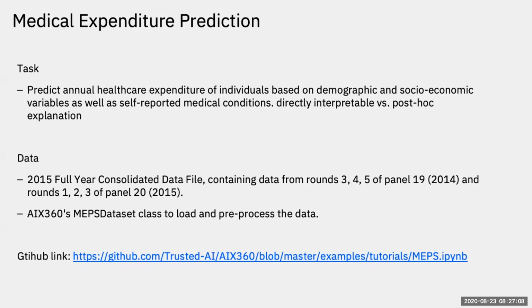Coming to the dataset, as I mentioned before, this dataset was made publicly available by AHRQ. It contains 2 years, 2015 and 2014. And to use the dataset, we are going to use the AIX 360 package. The link to the example tutorial notebook is present in the slide. AIX 360, as we will stress in a few minutes, is an open source package made open source by IBM Research, and among other things, it contains a few dataset classes. For this problem, we are going to use the MEPS dataset, which helps us load and pre-process this MEPS data for this use case.